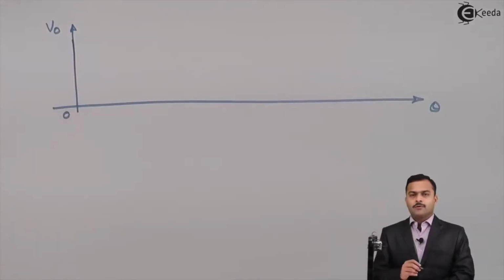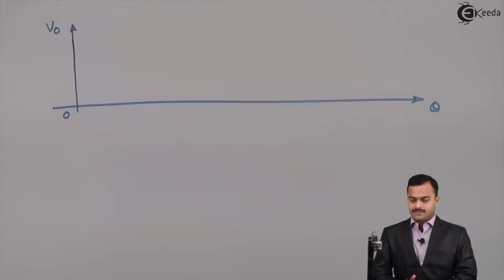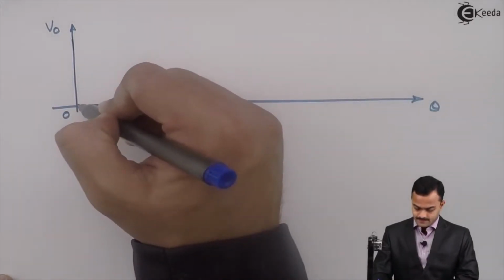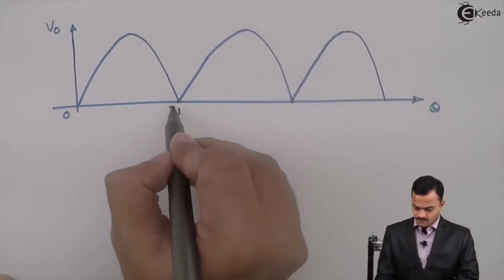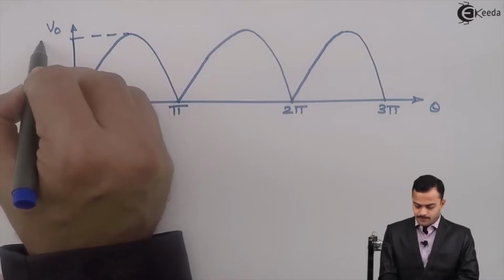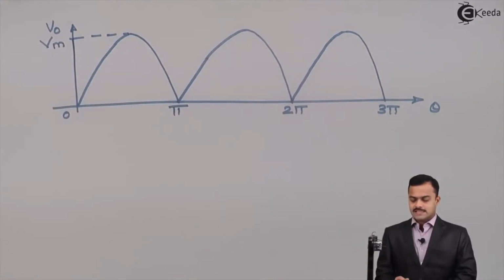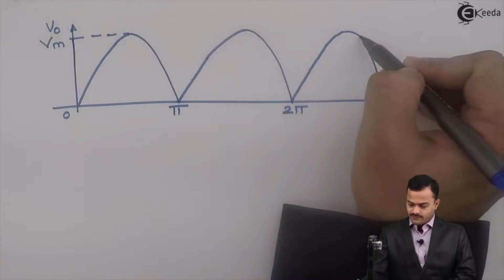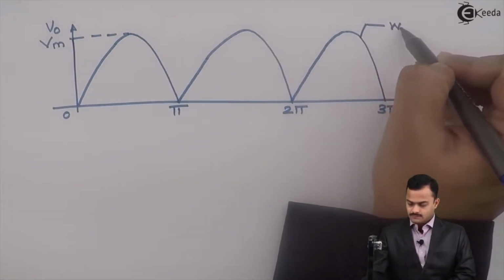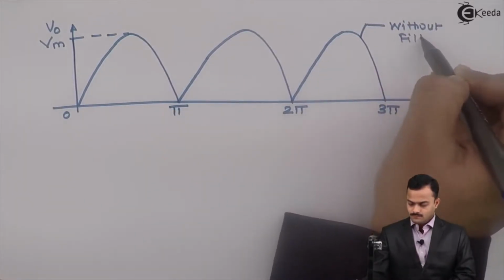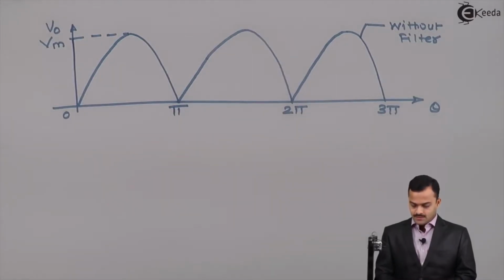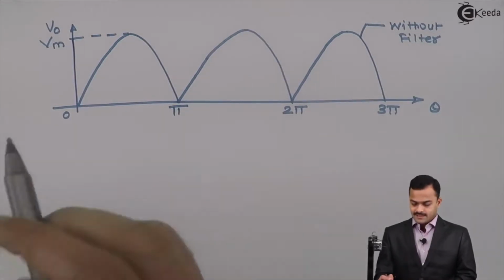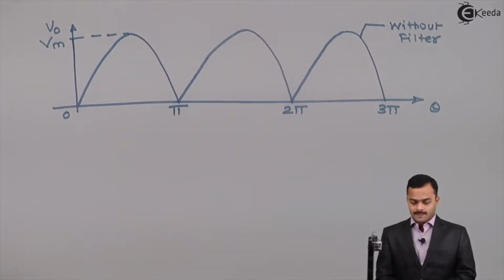Let's draw the waveform of output voltage without capacitor filter. So it will be like this. This is the peak value of the output voltage Vm. So this is the waveform without filter. Now let's see what exactly happens whenever you connect a filter. So for that purpose, let's consider this part of the waveform first.